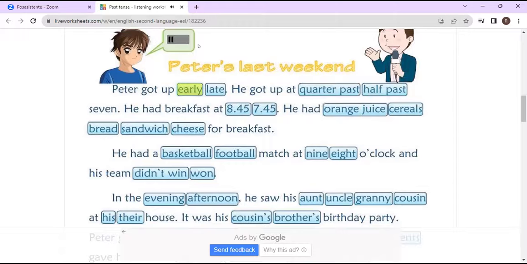What did you have for breakfast? I had orange juice and bread and cheese. Not cereal. I don't like cereal.